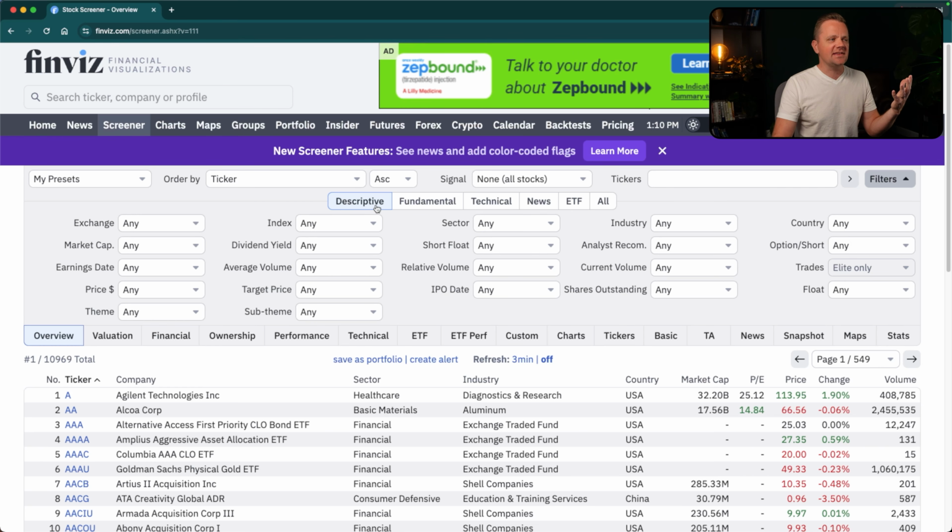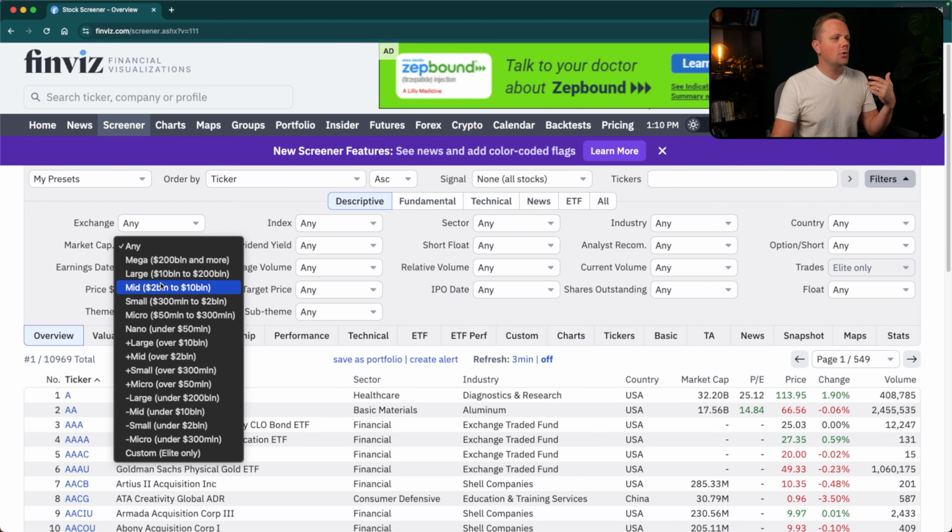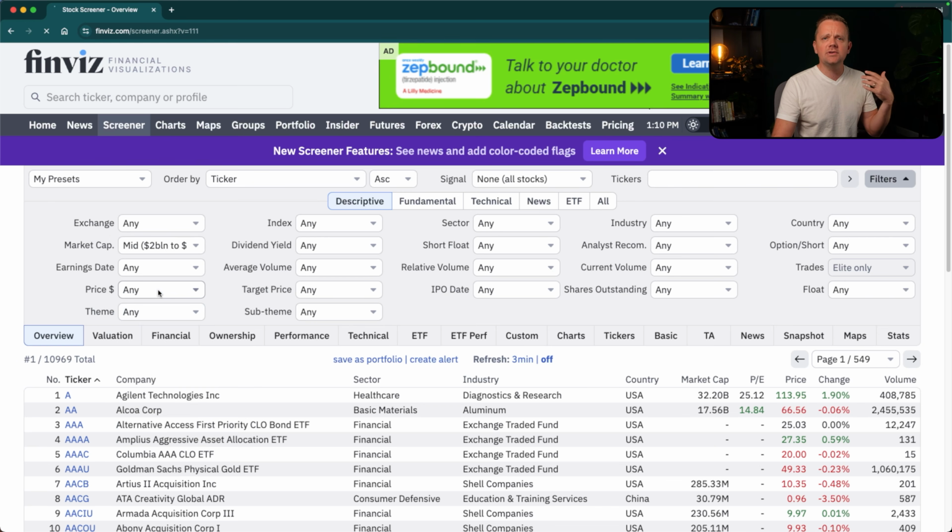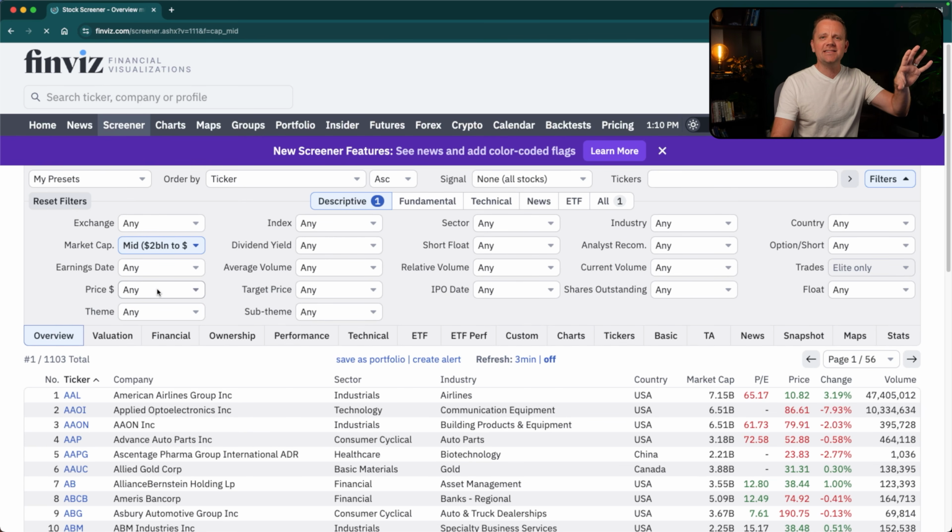You've got a couple of different settings we're going to change here. So exchange, let's just keep it on any. We're not going to limit it to a specific exchange right now. Now for the market cap, we're going to go mid cap. Again, this is $2 to $10 billion. That really is the sweet spot. These stocks have enough liquidity to actually trade smoothly, but they have room to make meaningful percentage moves. They're not already at the top.